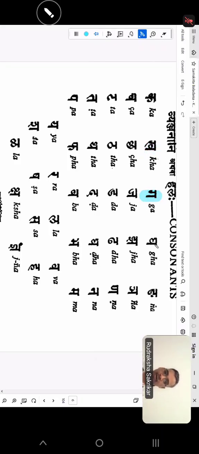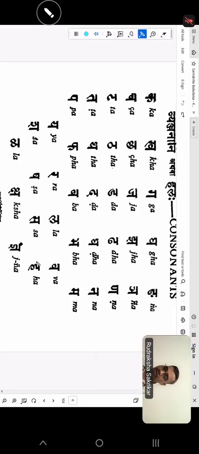In g, this is the vertical line. That means whenever we write all these symbols, there is no symbol without it. In all the symbols that we are using for writing, whatever is written here is the Devanagari script. The language is Sanskrit, the script is Devanagari. In all these symbols there is a vertical line.